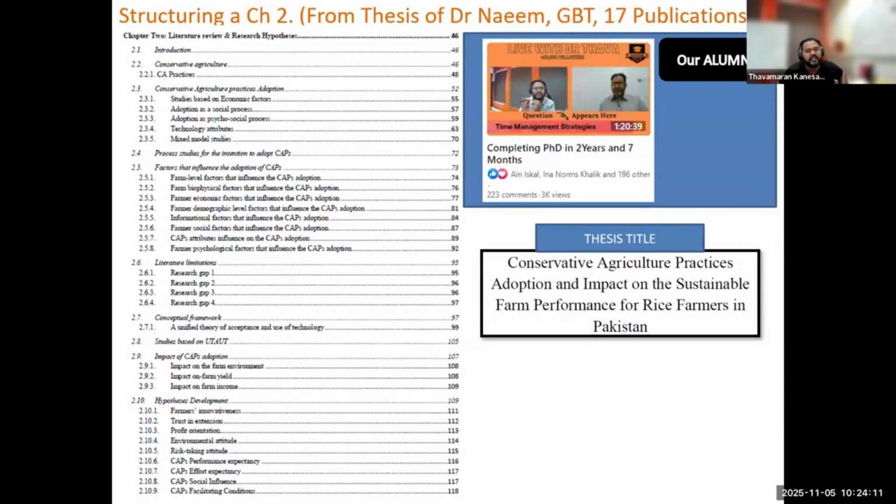All right. So before we go to the negative part, let's look at a very positive part of a chapter 2. This is a chapter 2 sample from a thesis that we coached some time ago. I take a thesis from about 3 to 4 years ago because this is by far the best outcome of thesis that we have coached before. So this is the topic: conservative agriculture practices adoption and impact on the sustainable farm performance for rice farmers in Pakistan. This is the whole entire topic.